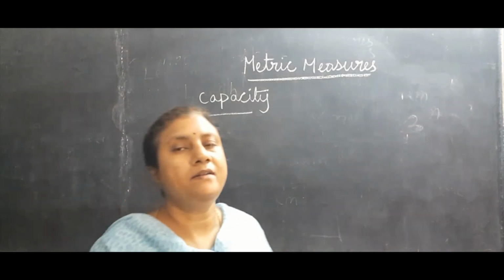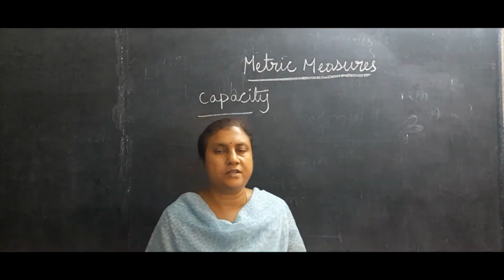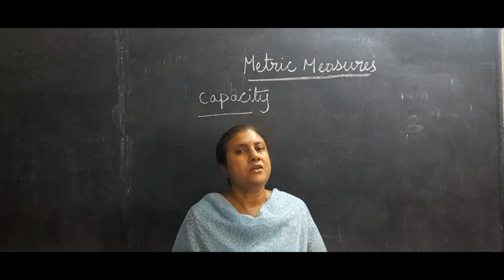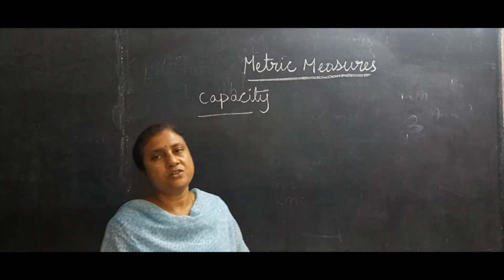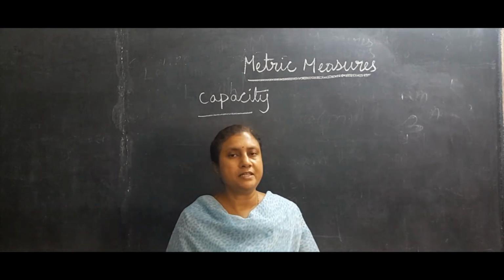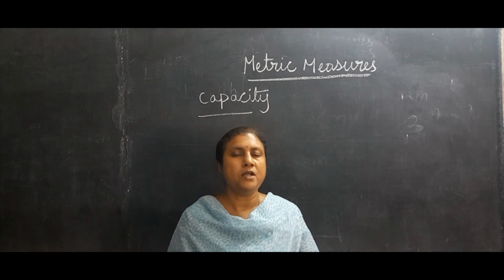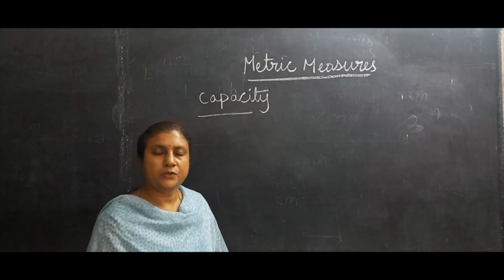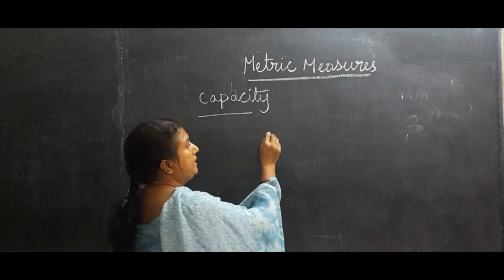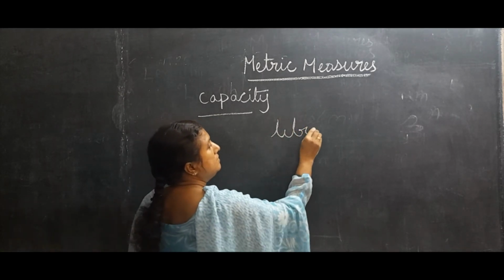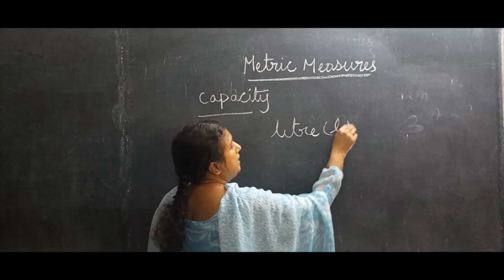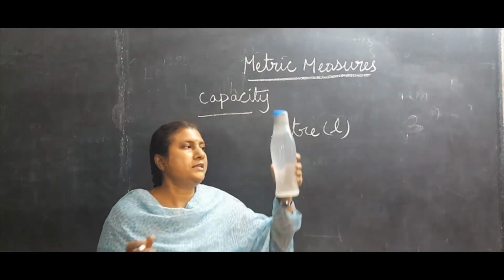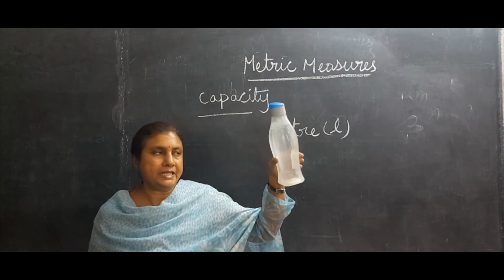Till now, you have learned how to measure solid. What about liquids? How we measure liquids? We use capacity to measure liquids. The quantity of a liquid which a container can hold will be called its capacity. The standard unit for capacity is liter. Short form is L. See, this bottle's capacity is 1 liter.